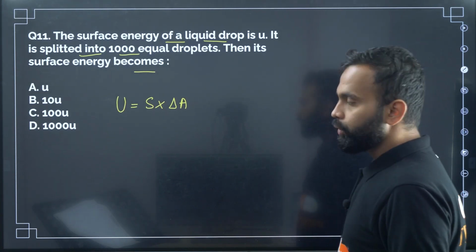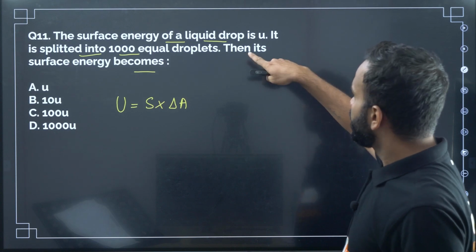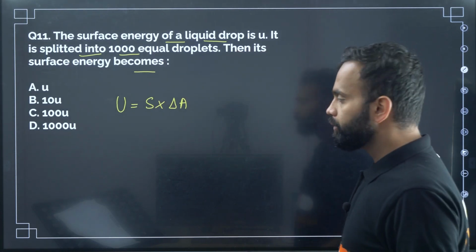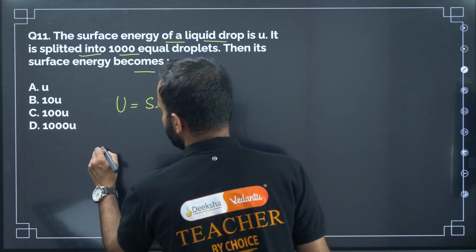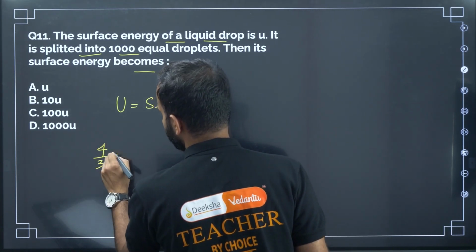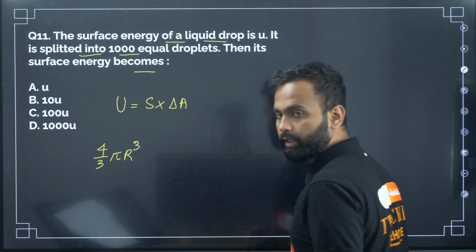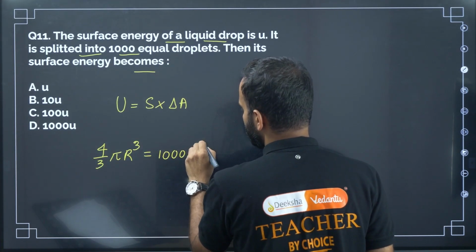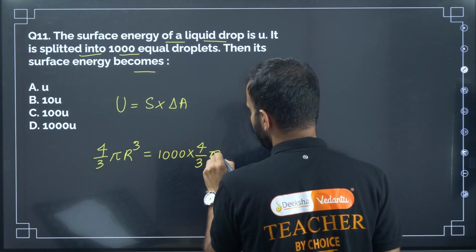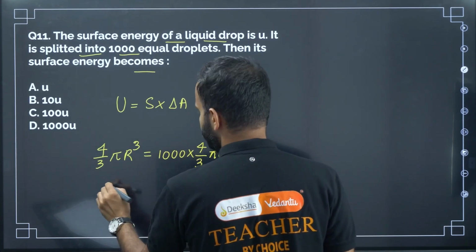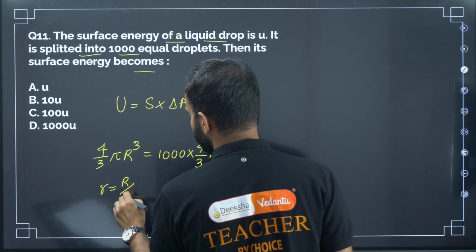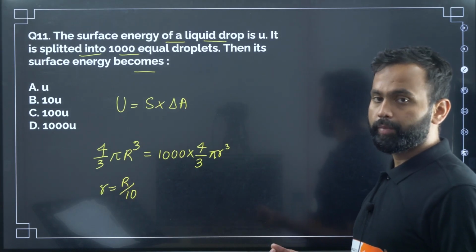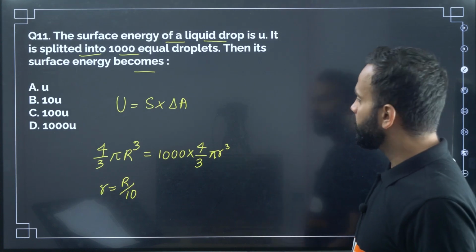So here volume of the bigger liquid drop is equal to volume of the 1000 smaller liquid drops, right? So now volume of the bigger liquid drop is 4 by 3 pi R cube, where capital R is the radius of the bigger liquid drop, which is equal to 1000 times volume of the smaller liquid drop, right? So now r equal to R divided by 10. So radius of the smaller liquid drop is 1 by 10 times the radius of the bigger liquid drop.